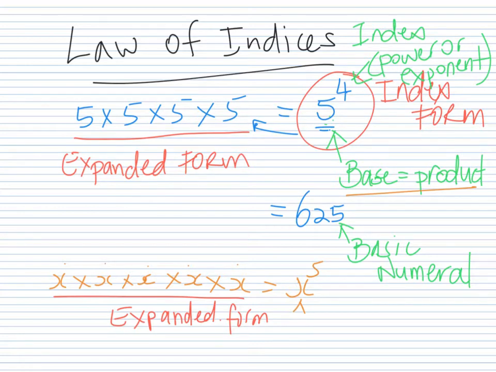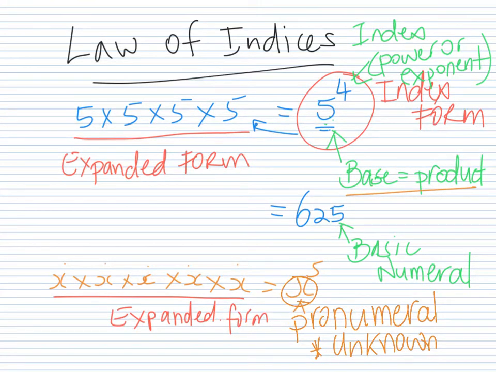okay, so now we have this x, this letter here is known as a pronumeral. And this represents an unknown value. So whilst we are dealing with maths, we actually don't know that value, and that's why we refer to it in a letter form.